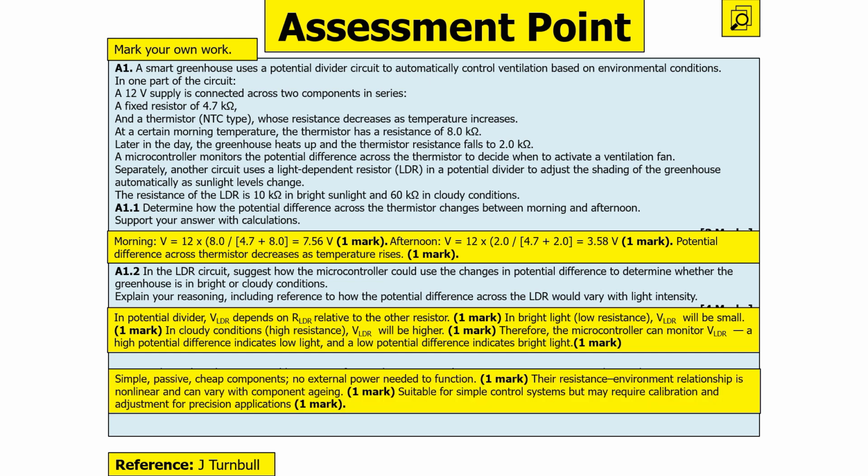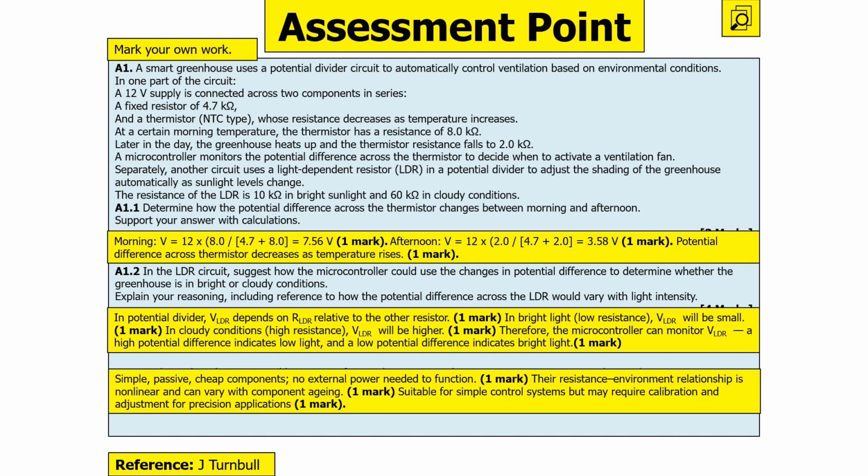Now, we know that for this to work, simple, passive, cheap components will need no external power to function. Their resistance-environmental relationship can be nonlinear and can vary with component aging. So we know that it's suitable for simple control systems, but for precise applications, it will require calibration and adjustment for it to work.